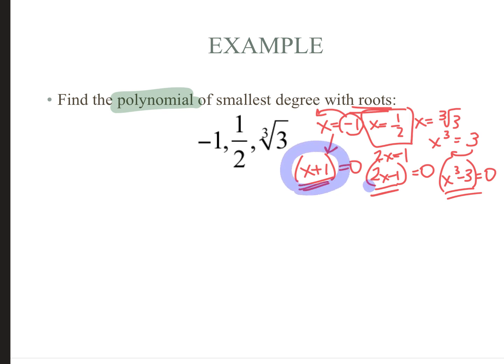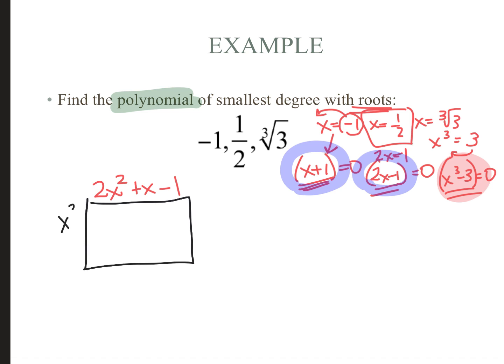So this one and this one are fairly easy to multiply together. You know how to FOIL. I'm just going to do that fairly quickly. I'm going to get 2x squared plus x minus 1. And I need to multiply that by this remaining factor that I haven't used yet. So I'm going to do this on a rectangle. I'm going to have x cubed minus 3. All right, so I'm going to pause to fill these in like that. And then if there are any like terms, which there aren't, then I've got my whole answer here.